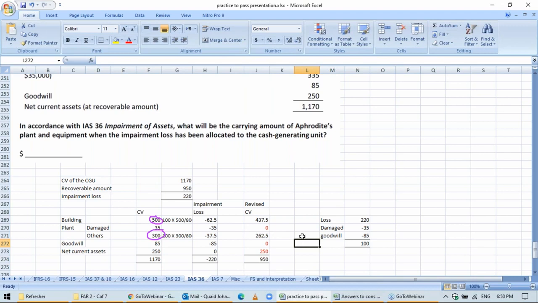Now what is the question asking about? I've taught you the whole process. The question is asking, in accordance with IAS 36 Impairment of Assets, what will be the carrying amount of Aphrodite's plant and equipment when the impairment loss has been allocated? So after allocation of the loss, what remains? It's 262.5. So the correct answer is 262.5.